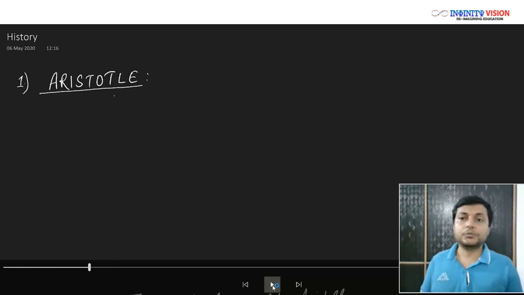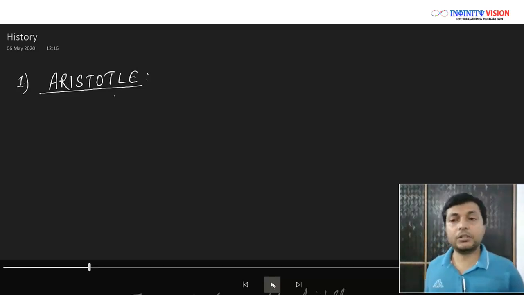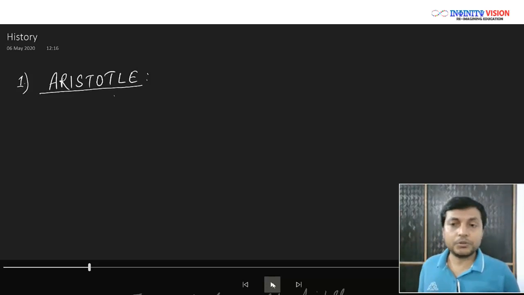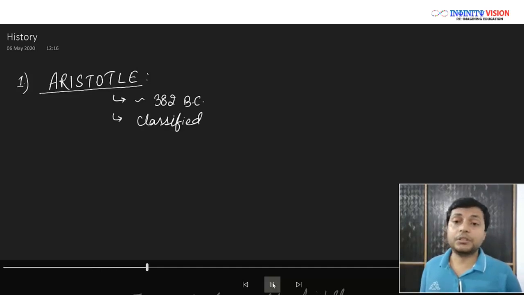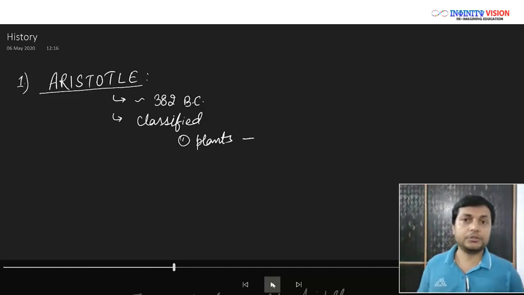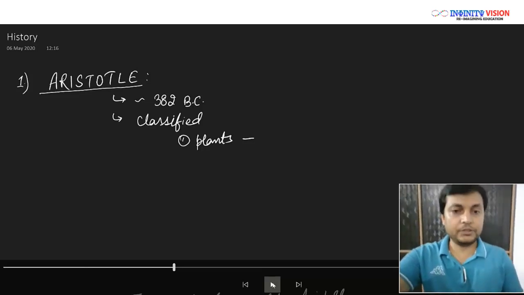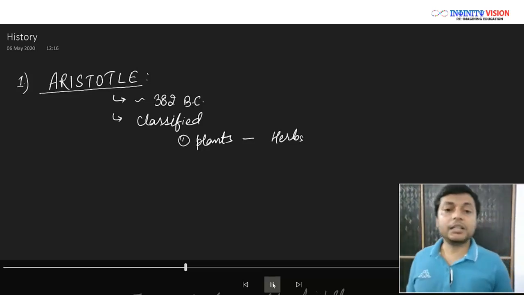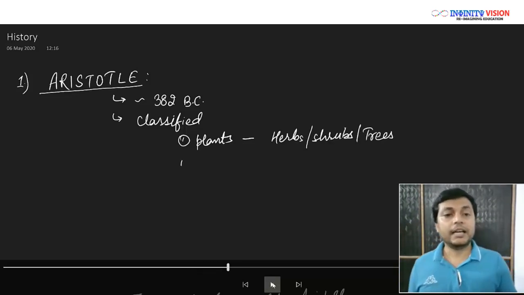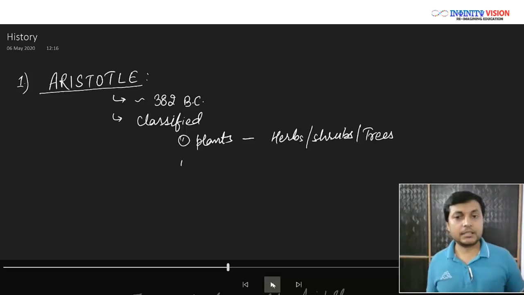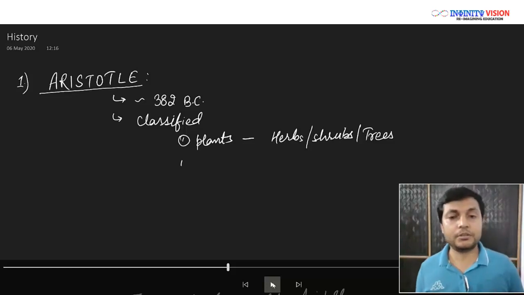So these were the early philosophers. One of the greatest philosophers, Aristotle. He also worked in the field of biology, and he worked around 382 BC. What he did in biology is he classified plants and animals into groups on the basis of certain features. That's what we are going to see here. He classified plants into herbs, shrubs, and trees, and that was primarily on the basis of their height.